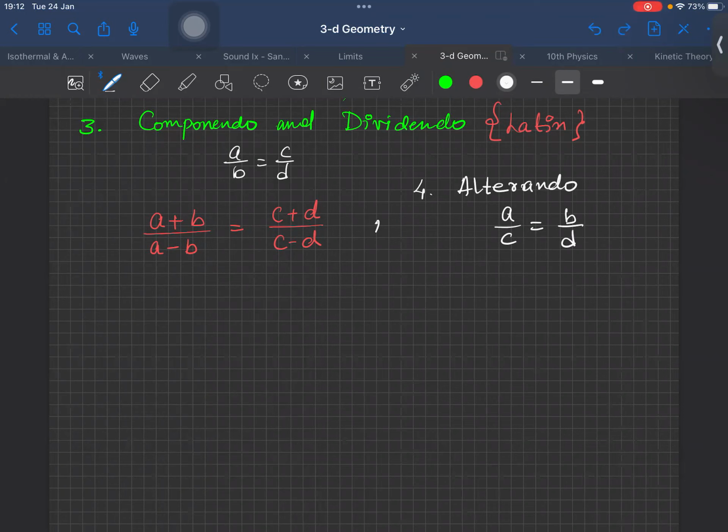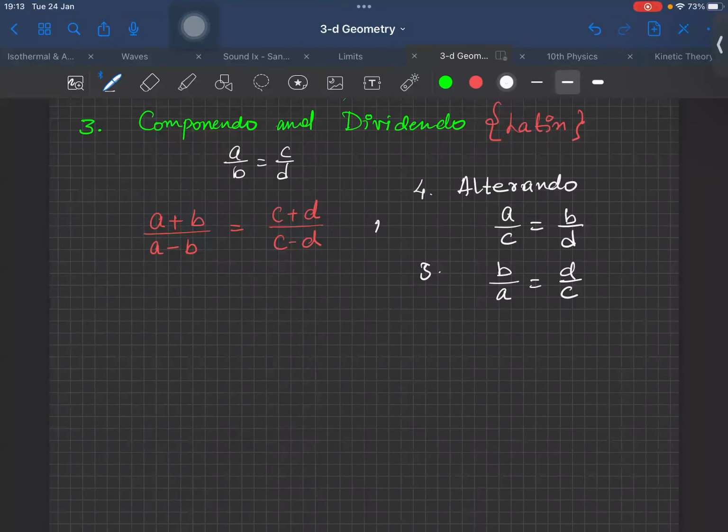And the fifth one, the last one, is invertendo. That means if a by b is equal to c by d, then b by a should be equal to d by c. We just need to cross multiply it, right? So we have these equations, or we can say these are the tools that we are going to use. All right, got it?